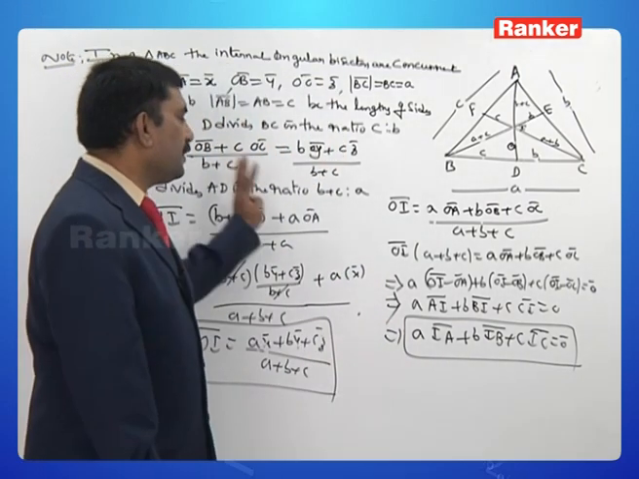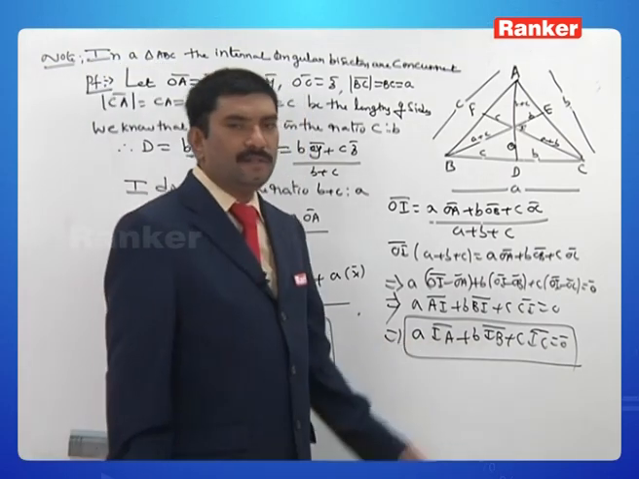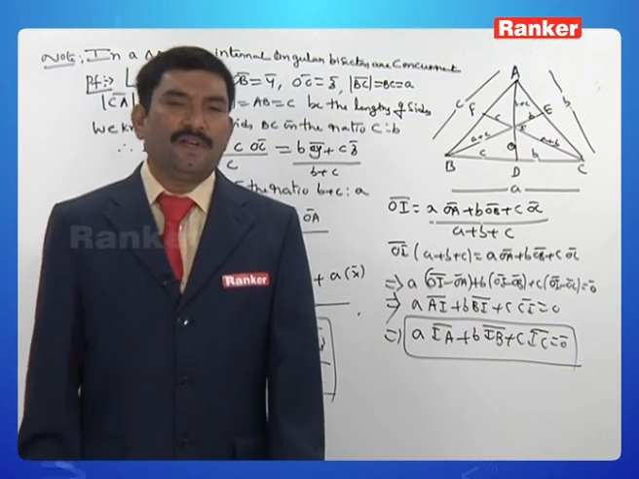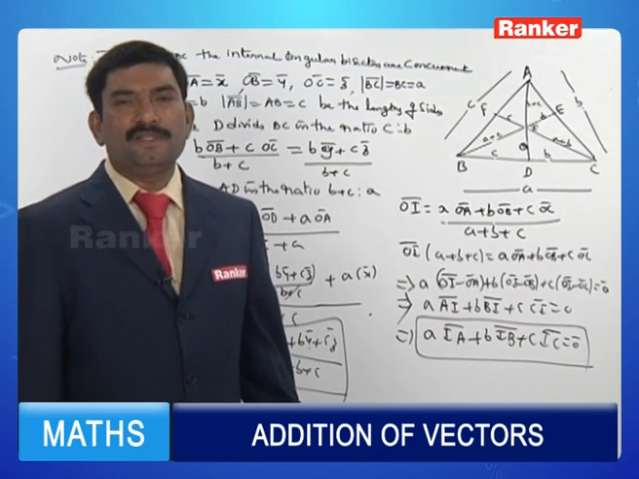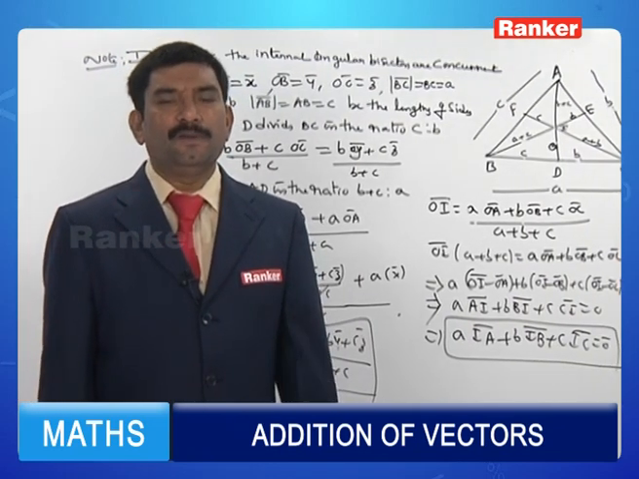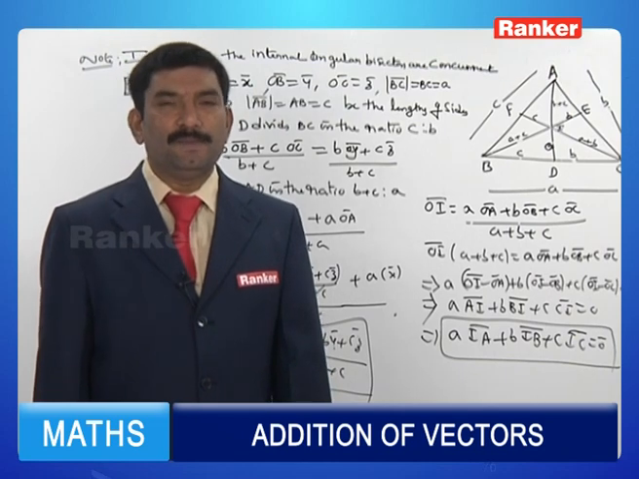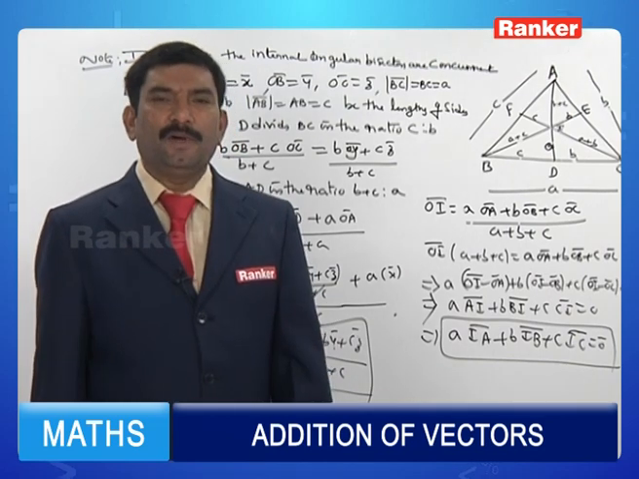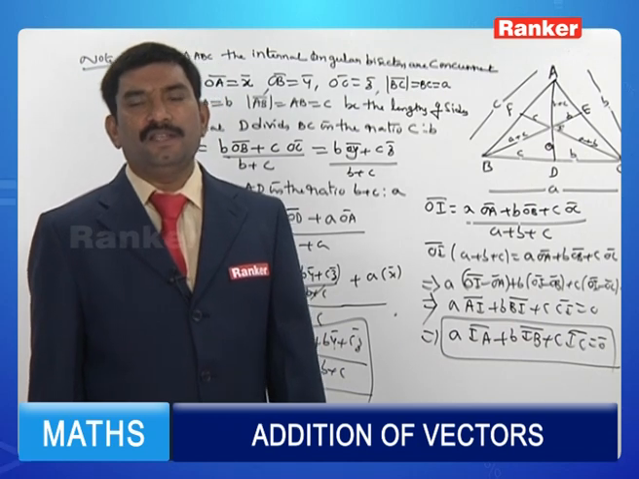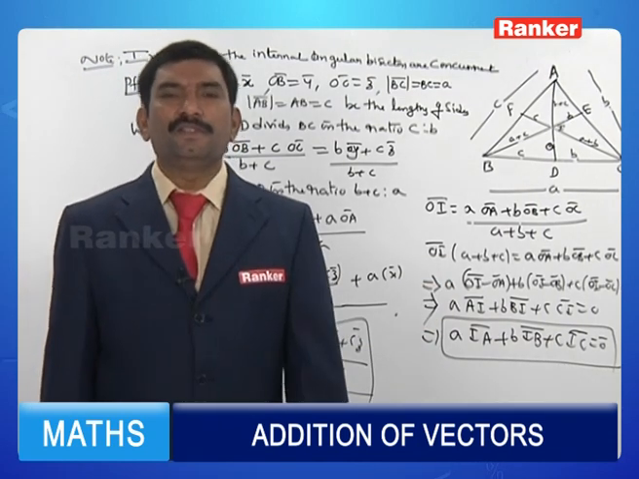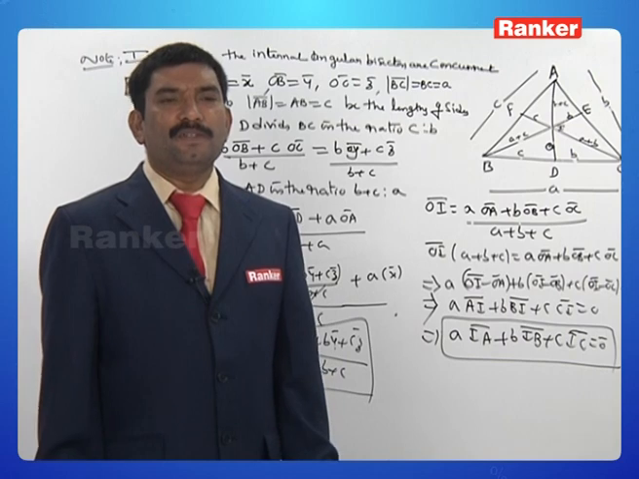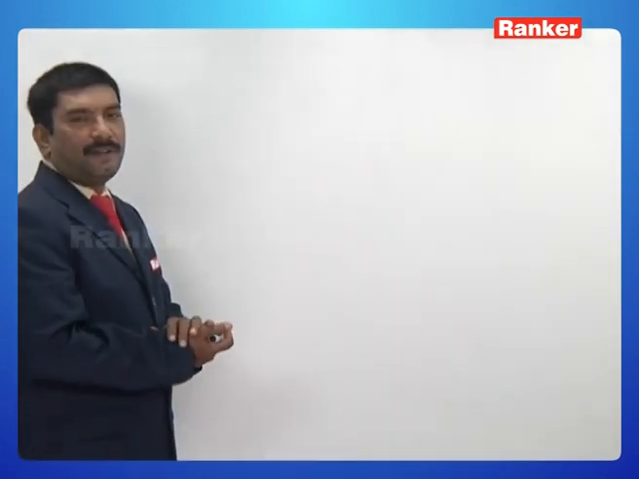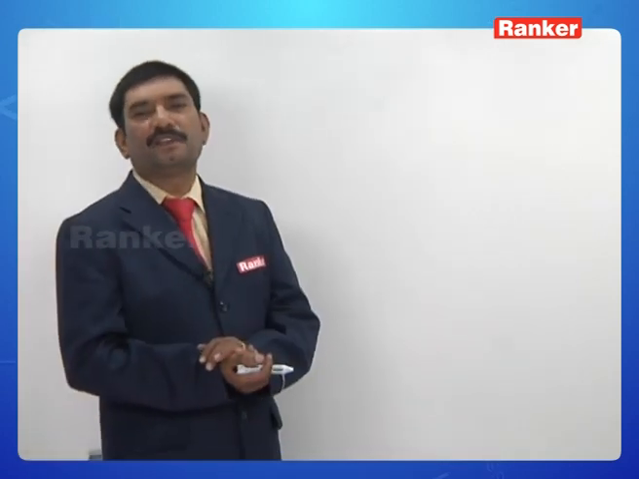If you know this concept, then you can get this result and also this result. Yes, we have arrived at one important result on the incenter: OI bar is equal to (A into X bar plus B into Y bar plus C into Z bar) by (A plus B plus C), that is, A into IA bar plus B into IB bar plus C into IC bar is equal to 0. In a triangle, I want to know what the orthocenter is and what the circumcenter is.